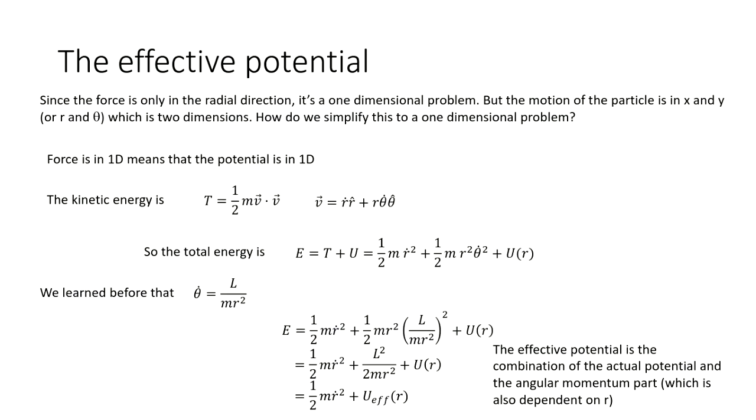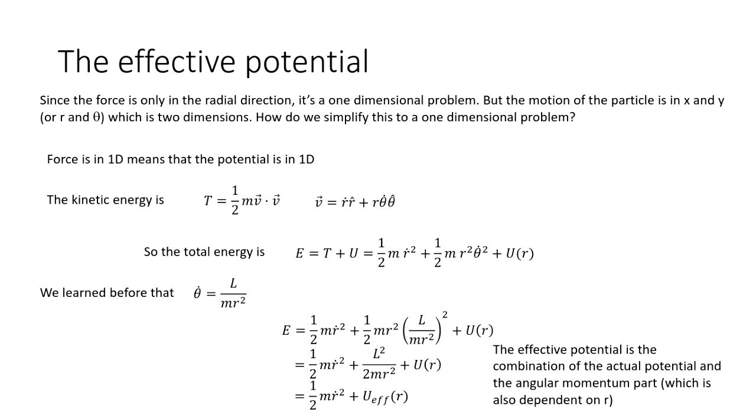Now we can take this idea further, from 2 dimensions to 1 dimension, by introducing the concept of the effective potential. The force is only in the radial direction, so it's a 1-dimensional problem, right? But right now we're describing the particle with x and y, or r and theta, which is of course 2 dimensions. So we want to simplify this to a 1-dimensional problem, because the force is only a 1-dimensional problem.